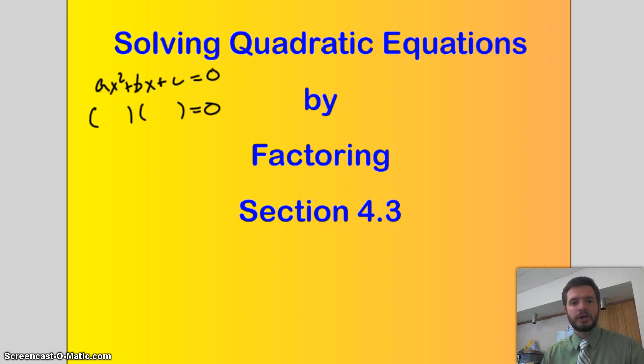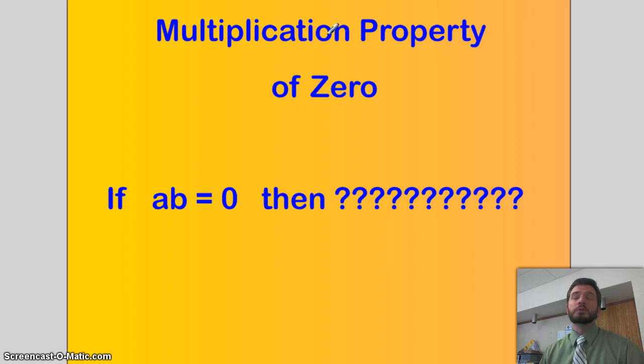Now again, the first thing we need to know is the multiplication property of 0. You can also hear it called the zero product property. So if I have two things that are being multiplied and they equal 0, what has to be true? Well, if a times b equals 0, then one of these is going to be equal to 0. We won't know which one, but that's what the property states. Then we set both of them equal to 0. And that's it. So, let's apply it.